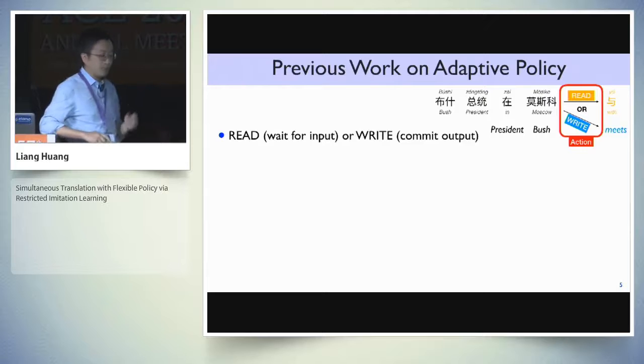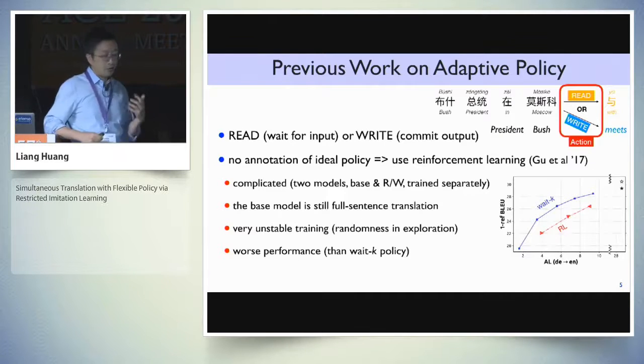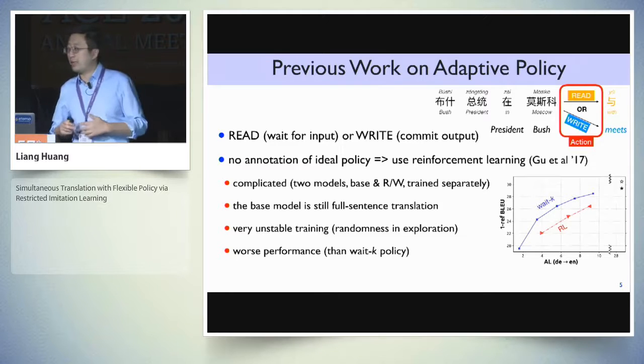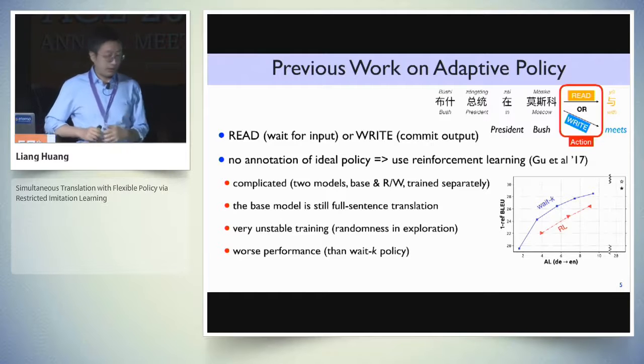Previous work on adaptive policies is mainly from Gu et al., which I referenced a lot in my talk yesterday. There are 2 actions, read and write. Read means wait for more input, and write means commit output words. So every time you have to decide whether you want to just wait or commit. In Gu et al., they use reinforcement learning to learn this policy, because there's no annotation of an ideal read or write policy. But their work is rather complicated. Actually, as I said, we spent like 85% of our time trying to replicate this work, and our own work is very easy to do.